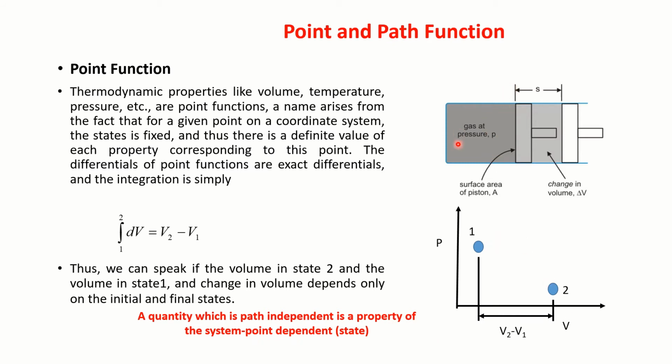Suppose while undergoing this change of state, the system went like this, or like this, or like this. It is immaterial, so it does not depend on the path it is following. It simply depends on the end states. Such a quantity we call a point function. So a property is always a point function. Volume is a point function. Volume, pressure, these are all properties. We call them point functions. And change in pressure, change in volume, change in temperature, we can always find using definite integrals.